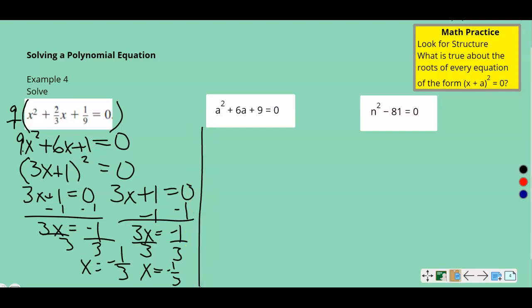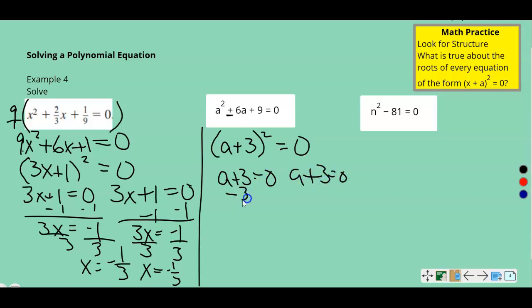All right, let's look at the second one. a squared plus 6a plus 9 equals 0. a squared, so I know a, and I know that 9 is a perfect square. So 3 squared is 9, so I can say 3 here. And then I can say a plus 3, that comes from the sign in the middle. And then I know that is squared equals 0. So I'm going to say a plus 3 equals 0.